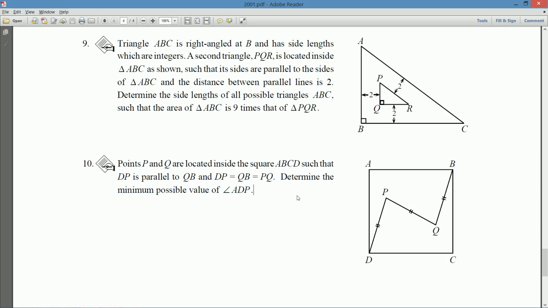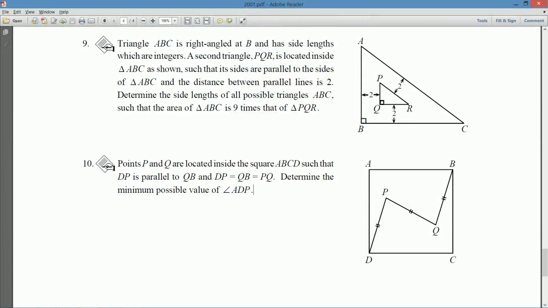So one of the things I'm noticing right away is because DP is parallel to QB, angle ADP and angle CBQ are going to have to be equal. And so I'm pretty sure that if you rotate this square by 180 degrees, you'll actually get the same picture. So I think there's a degree of symmetry in here. So I'm going to see if I can draw a picture of that and see what I can get from there. I'm thinking we're probably going to have to put coordinates on here.